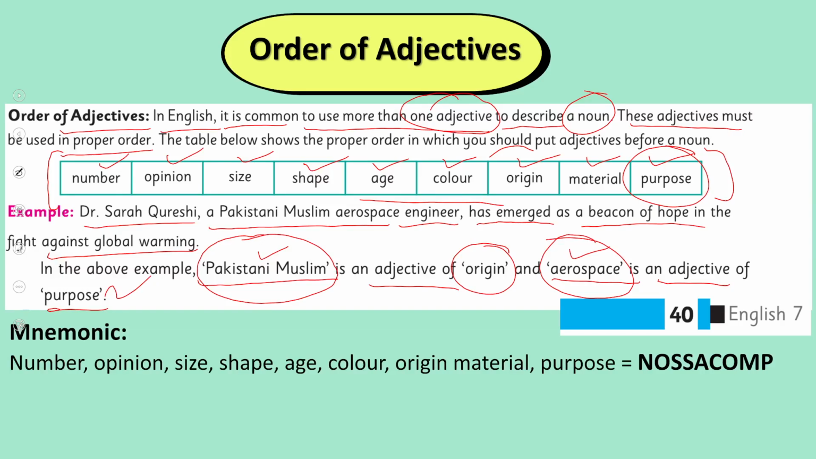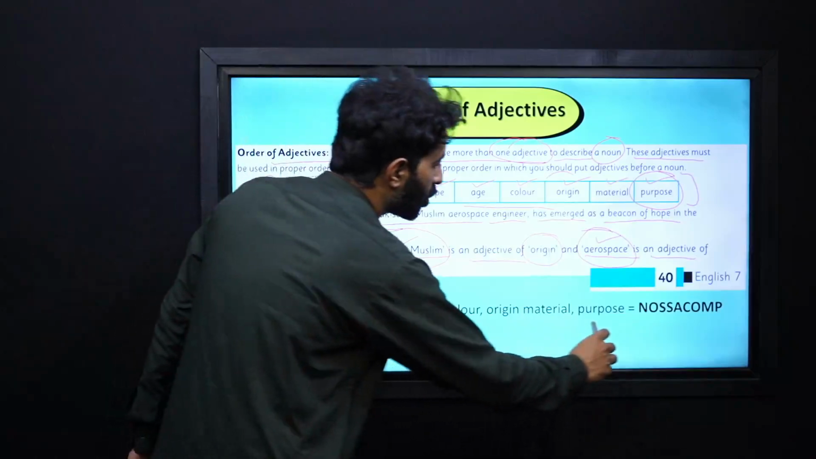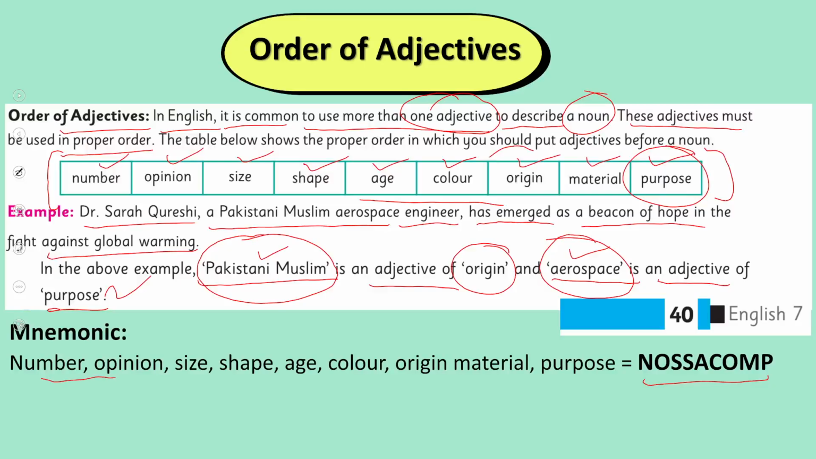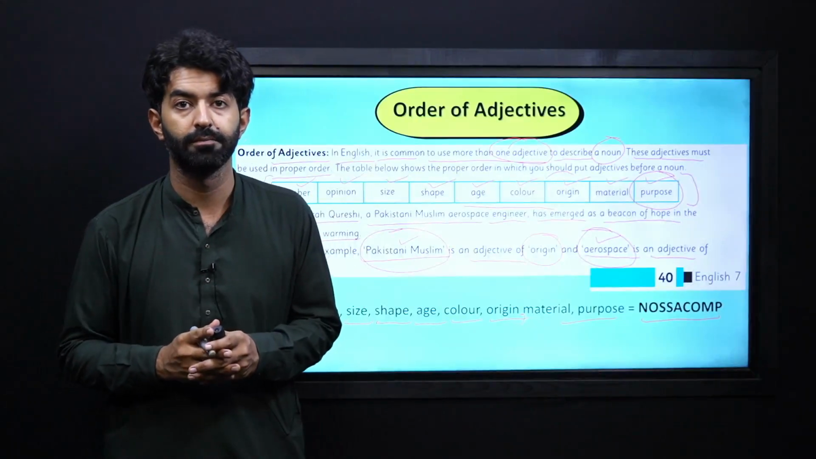Now, you may be wondering how to remember so many different orders of adjectives. We can remember it using a mnemonic: NOSA comp. Number, opinion, size, shape, age, material, and purpose. You can remember the right order by using this mnemonic.